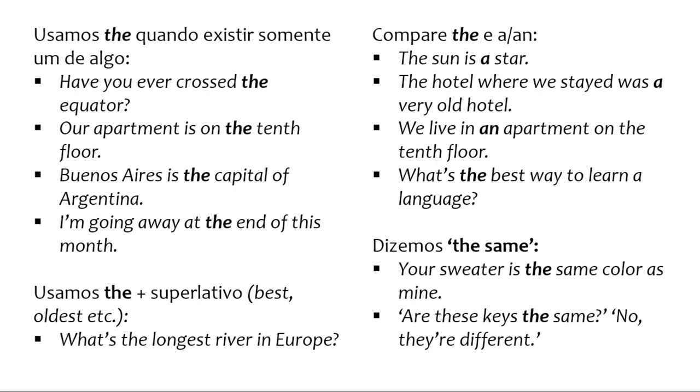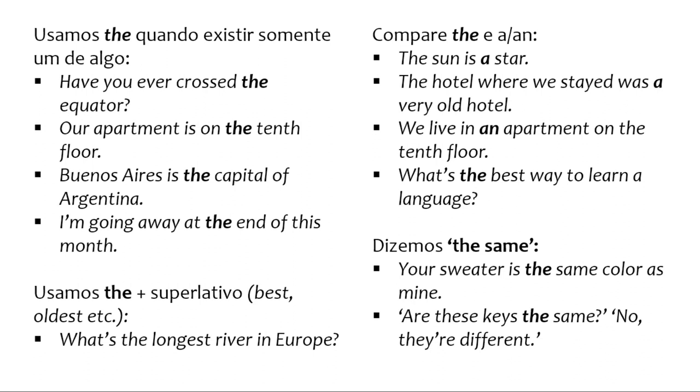I'm going away at the end of this month. Eu vou viajar, então esse phrasal verb significa viajar. No fim desse mês. Tem um fim só. Usamos the também com superlativo. Best, oldest, etc. What's the longest river in Europe? Qual que é o rio mais longo da Europa?